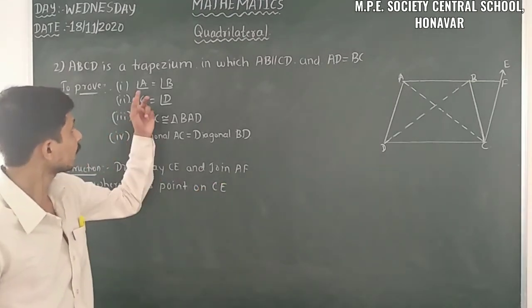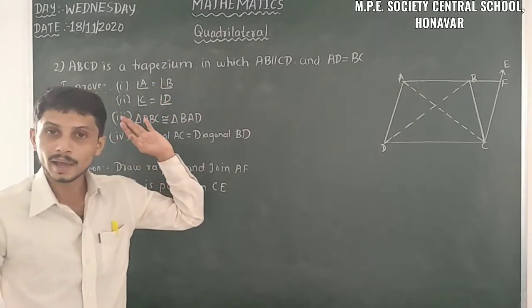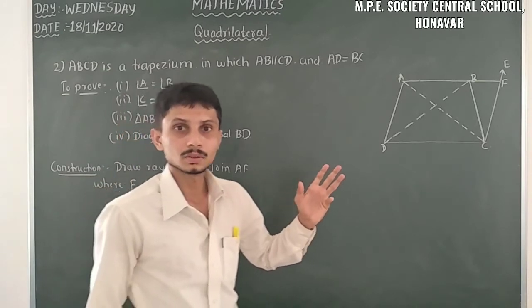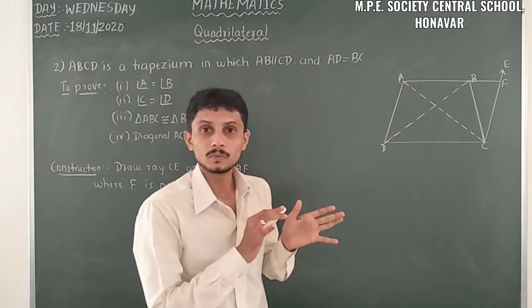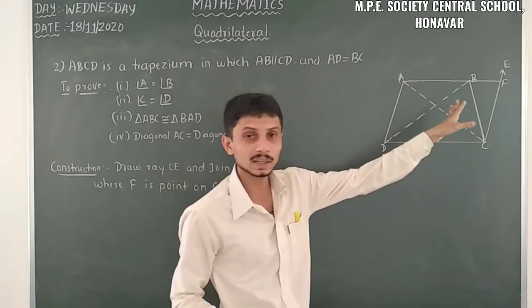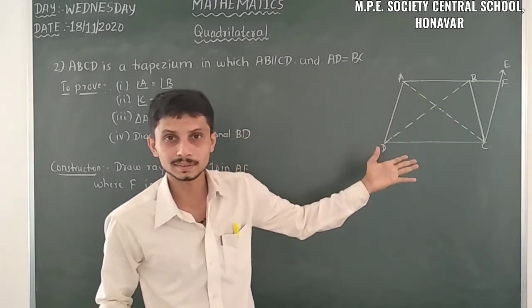Yes, after that we have to prove angle A is equal to angle B. So how can we prove that? When we prove A is equal to B, that means here we have to take some of the adjacent angles.